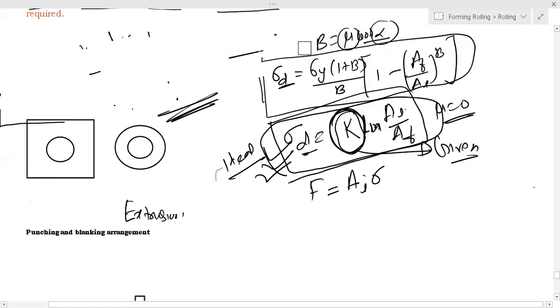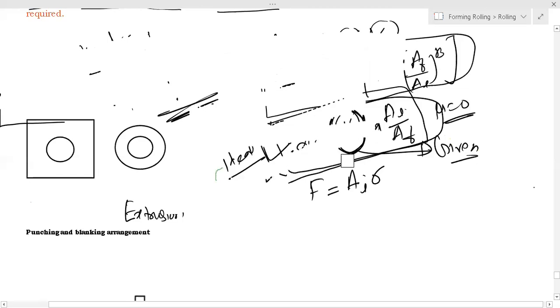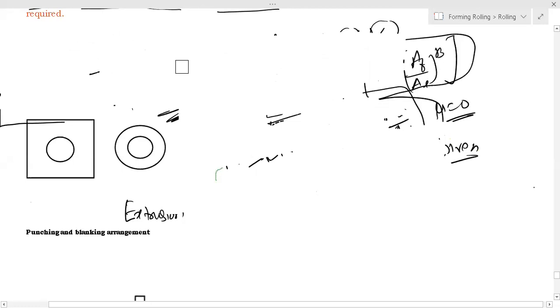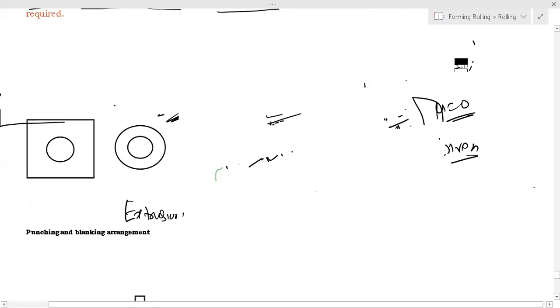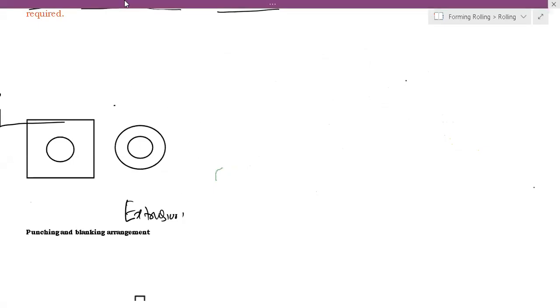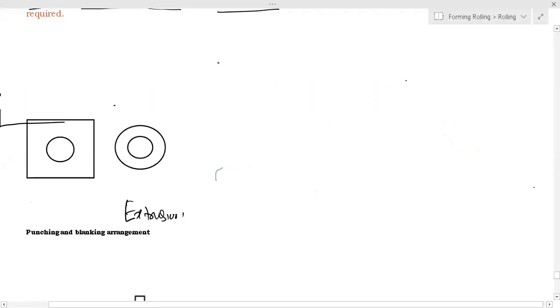So now I'm coming to punching and blanking operations. Both are shearing operations where the material is to be cut, so you have to cross the yield strength and shear the material. Shearing means to cut.